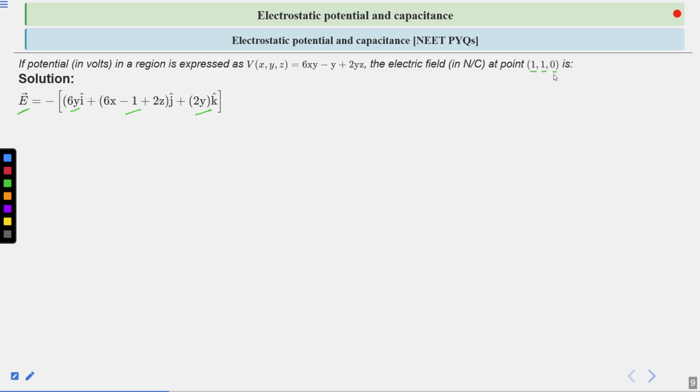Now we have to find the electric field at this point 1 1 0, x equal to 1, y equal to 1, z equal to 0. Put y equal to 1, x equal to 1 and z equal to 0. After putting these values, we will get E at 1 1 0 is minus 6i cap, 5j cap plus 2k cap. Got it?